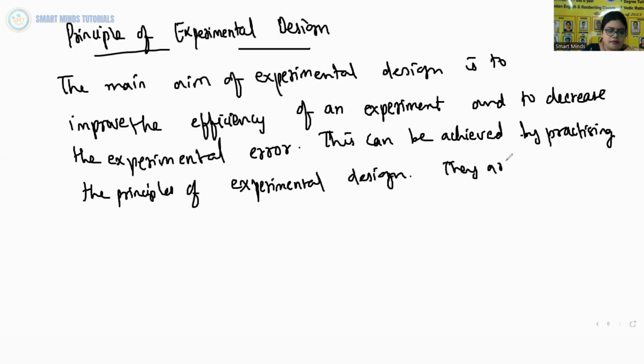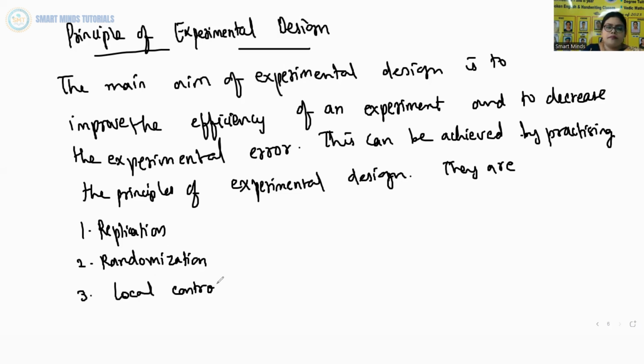So they are: number one, replication; number two, randomization; number three, local control. Now let us understand one by one what these three are. First let us take up replication. What do you mean by replication? Replication is nothing but repeating the treatments under examination several times.